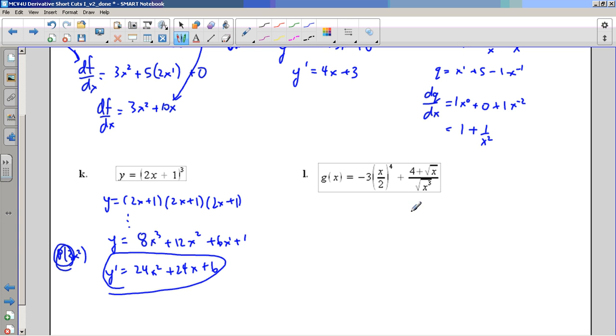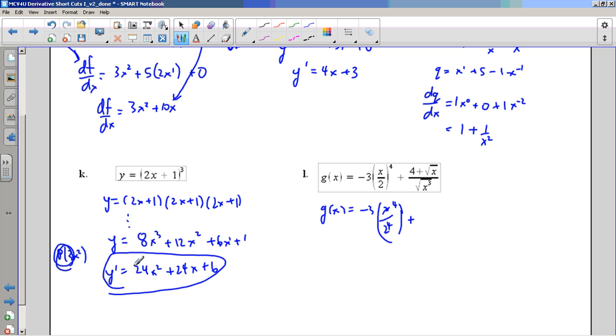Lovely. This one looks nasty. But again, do a little work, rewrite it. The 4 acts on everything inside the bracket, so this is x to the exponent 4, 2 to the exponent 4 there, and I'm going to have to do something that's kind of a mess. I'm going to clean that up a bit. There, like that. 4 applies to both things in the bracket.